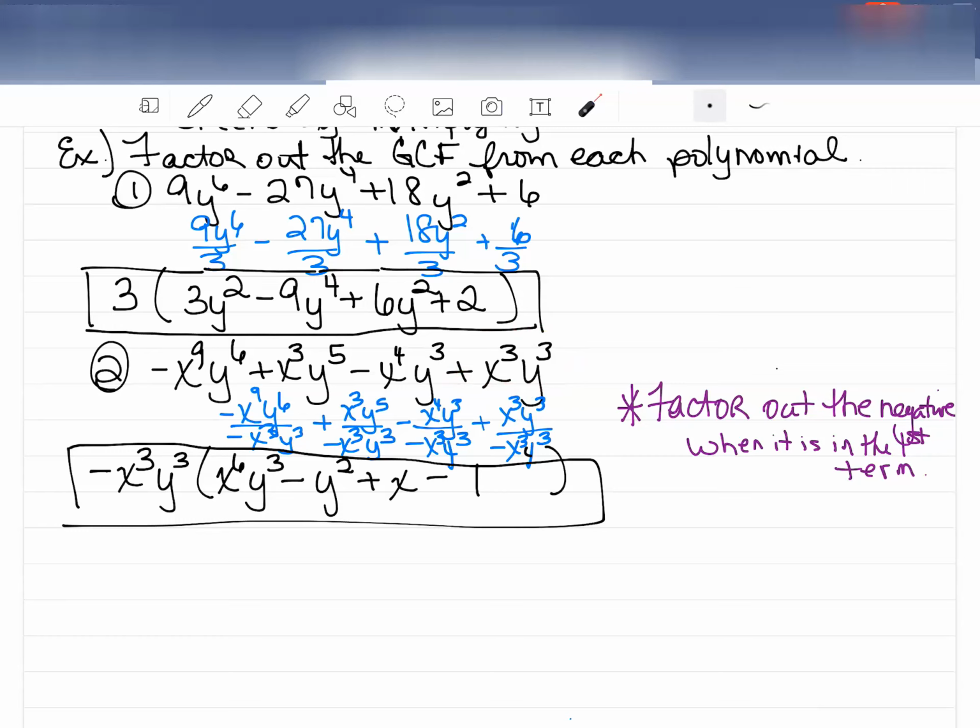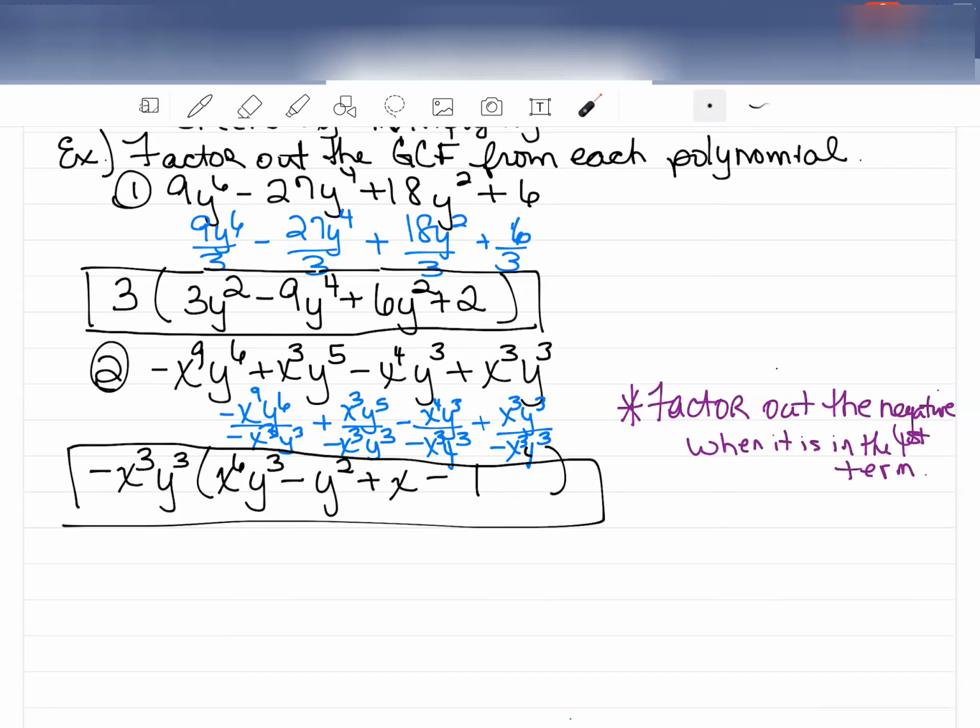The goal is to eventually get to the point where the part that I've written down in blue, you don't need to write down anymore. So if you pick up on the pattern and you recognize the pattern, you don't need to write that part that I've written down in blue, which is just taking the original polynomial and dividing by the greatest common factor.